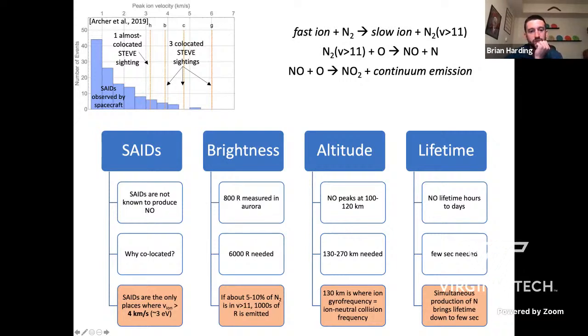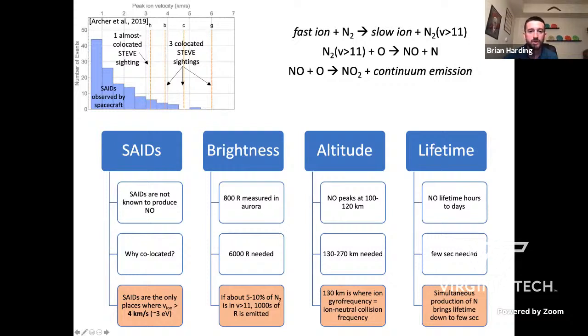If you want some more details on the model, check out our paper, but I'll just say that we show that among all of the other chemistry that goes on in the upper atmosphere, if you have about 5 to 10% of N2 in this 11th quantum level, you can get thousands of Rayleighs of emission. Interestingly, this also explains the altitude. 130 kilometers is a special place where the ion gyro frequency equals the ion neutral collision frequency. Below this altitude, the ions are retarded by collisions with neutrals and cannot reach E cross B, so they can't reach these fast speeds. So this could explain why it only happens above 130 kilometers.